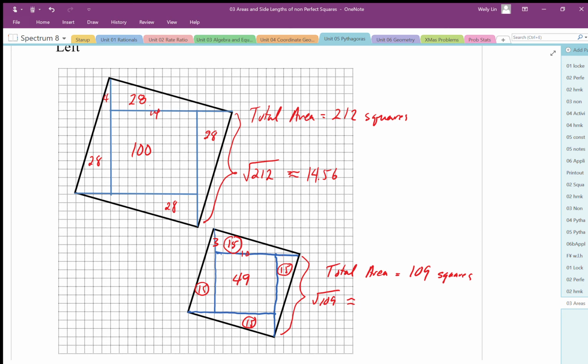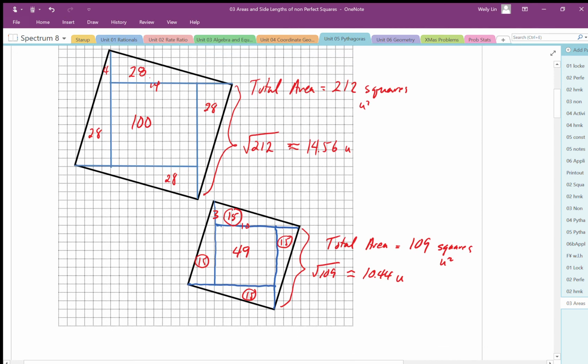So that's approximately 10.44, and that's units. And this would be units squared. Oops, sorry, this is not units squared. That's just going to be 10.44 as the length.